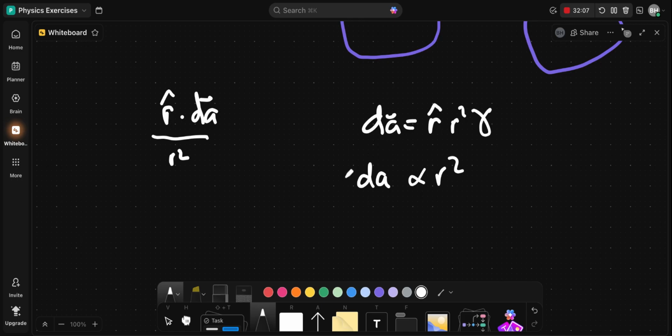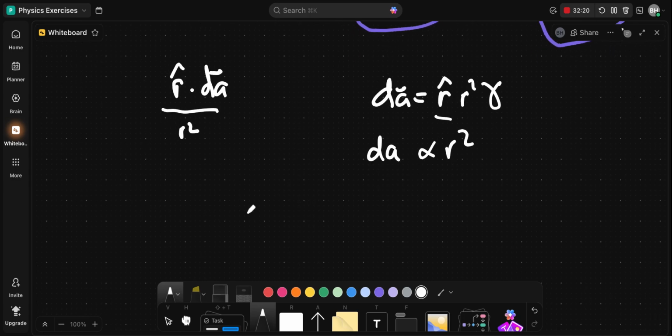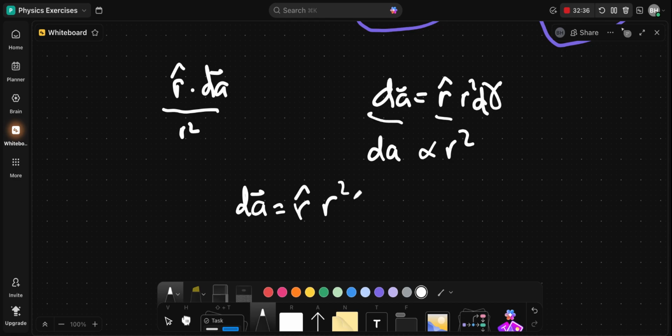But the other thing we know about this dA is that, because we are using tiny, infinitesimal area elements of a sphere, it points radially outward. So dA points in the radial direction. It's proportional to r squared. And this gamma actually has to be an infinitesimal, because on the left-hand side I had an infinitesimal and there's nothing infinitesimal yet. So I have to put dγ. Okay, let's put this together.